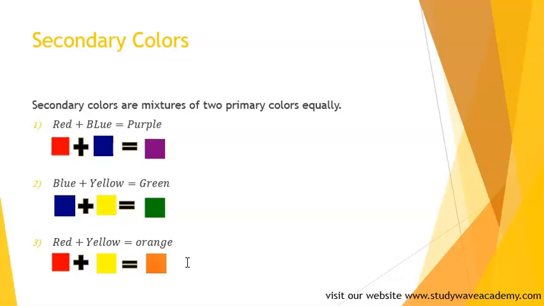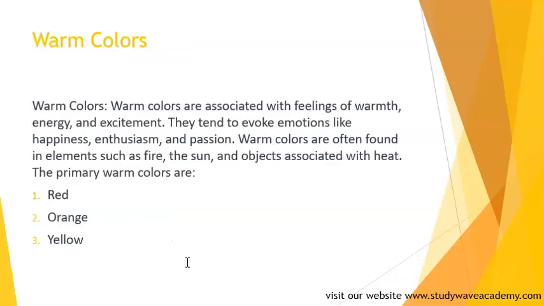Good. So we have our warm colors and cool colors. We're first of all going to be looking at warm colors. What are warm colors? Warm colors are associated with the feeling of warmth, energy, and excitement. They tend to bring out emotions like happiness, passion, and enthusiasm. Warm colors are often found in elements such as fire, the sun, and objects associated with heat.